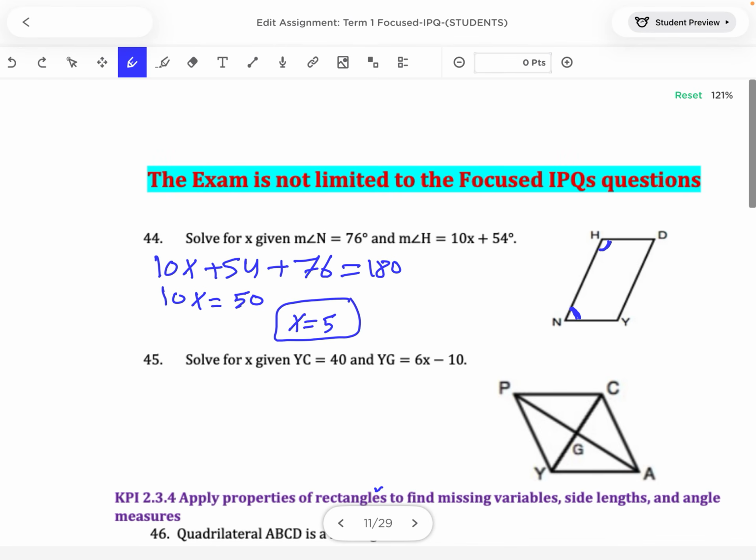The question gave us YC and they give us YG. Okay, if YC is 40, so each part of these would be 20. So YG will be 40 over 2, that means 20, so 6x minus 10 is 20, so 6x is 30, so x gives me 5.